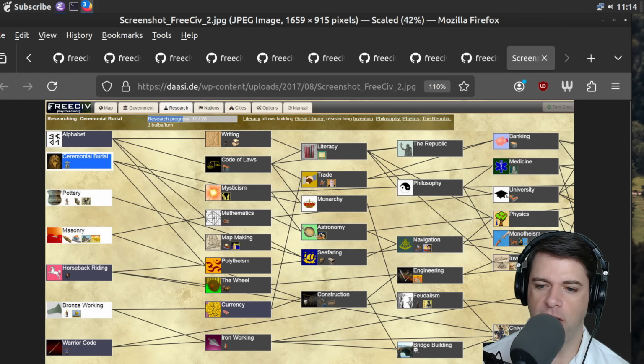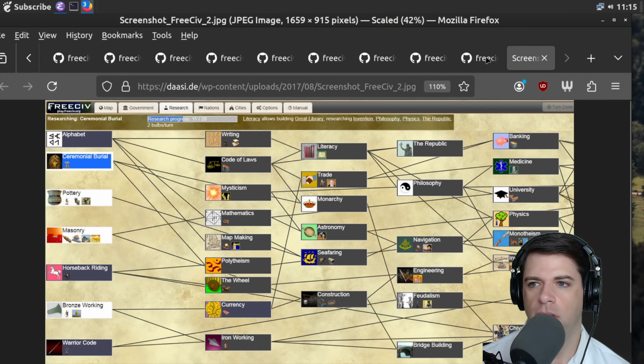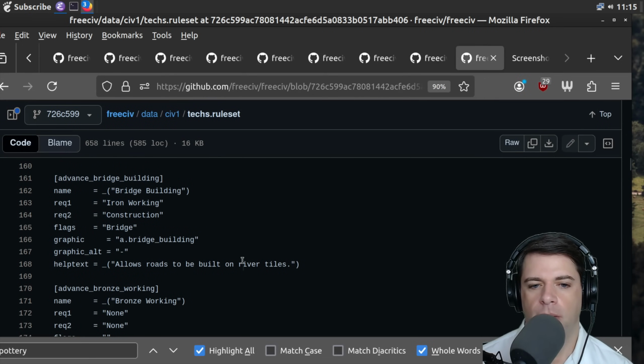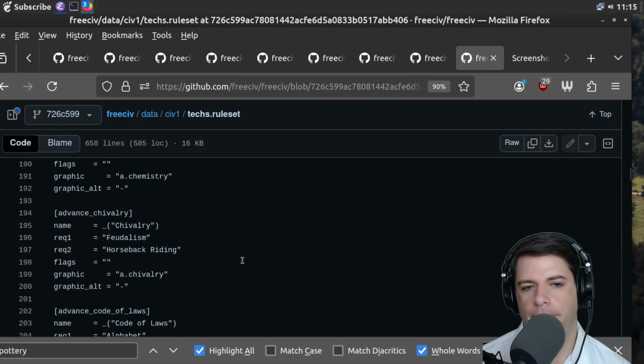Yeah, here we go. Bridge building is here. It requires construction and ironworking, just as we said. We don't list our descendants. I guess we just list our ancestors. And that's how it's done.